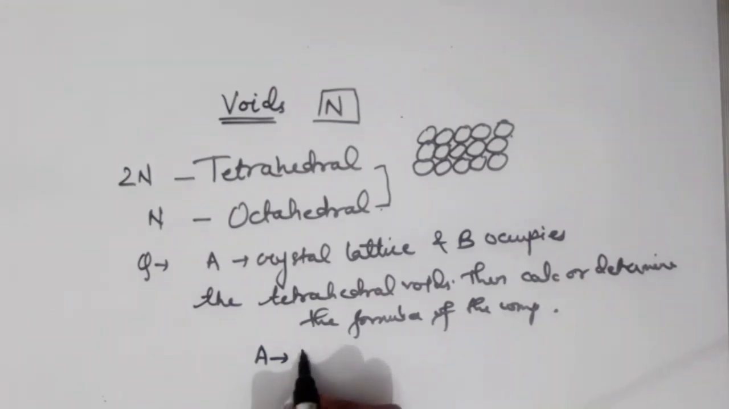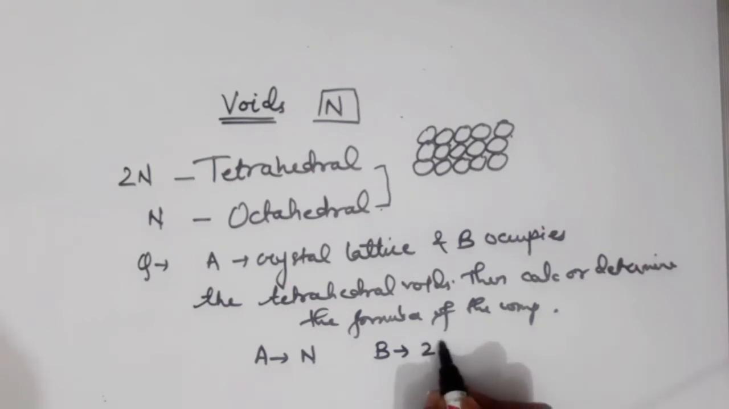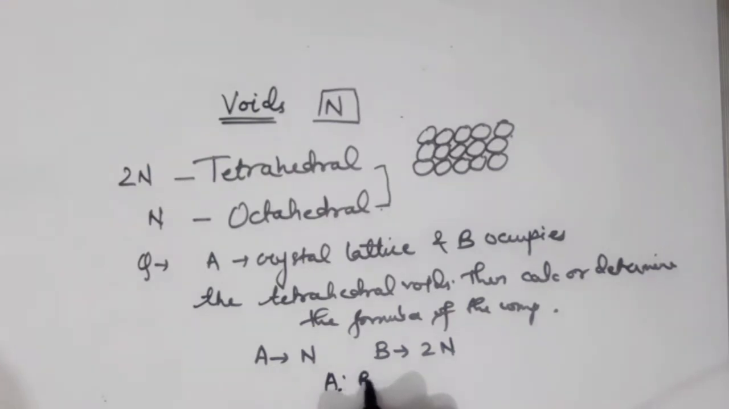If you are given this question, A is occupying the crystal lattice, or A is forming the lattice, and the number of particles or atoms present in A is equal to n. Now B occupies tetrahedral voids, and we know that the number of tetrahedral voids is equal to 2n. So A ratio B would be n ratio 2n, which is 1 ratio 2. So the molecule will have the formula AB2. This is the easiest numerical.